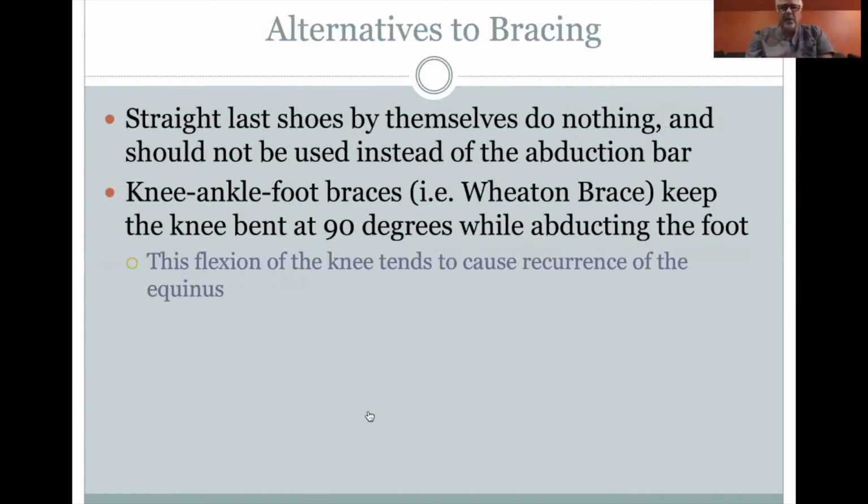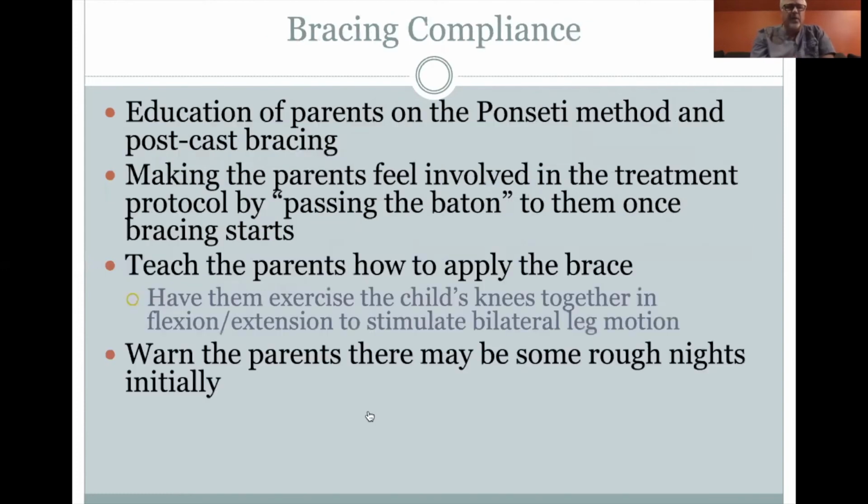Straight last shoes really do nothing and should not be used instead of an abduction bar. Knee-ankle-foot braces like the Wheaton brace keep the knee bent at 90 degrees while abducting the foot, and that tends to cause recurrence of the equinus, so there are limitations with those.